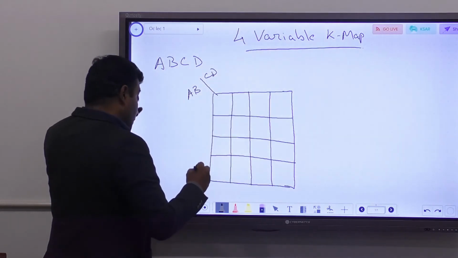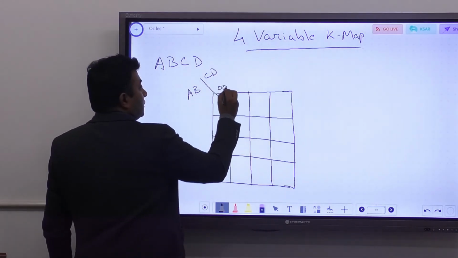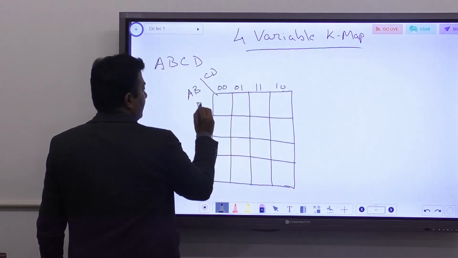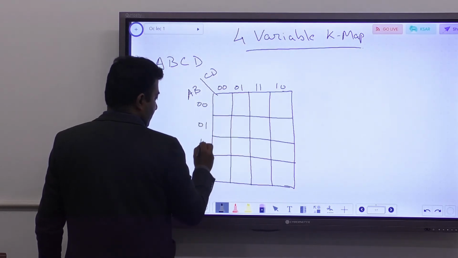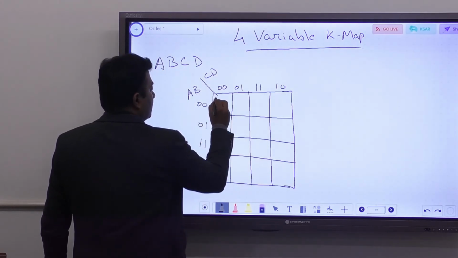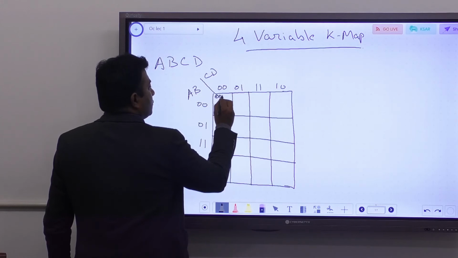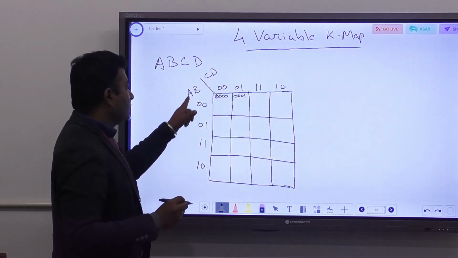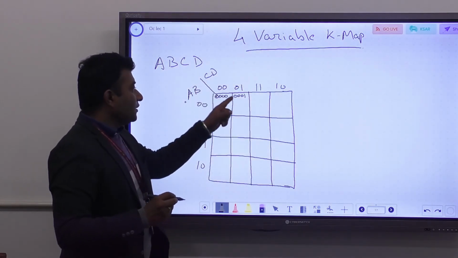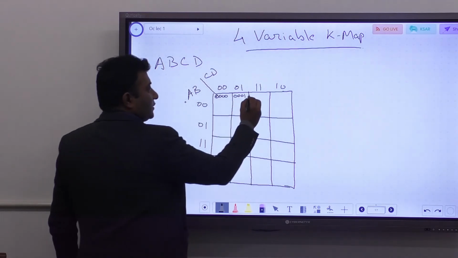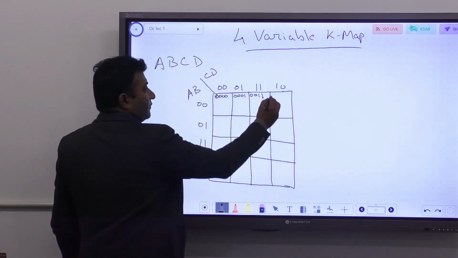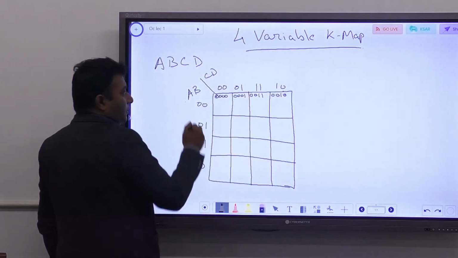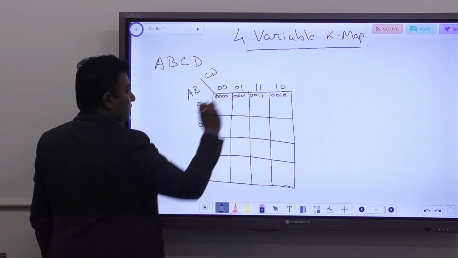Again, this is the most common notation which has been used. The values are 0, 0, 0, 0. Similarly, this one is 0, 0, 0, 1. Why? We are taking the value of A and B first, 0, 0, and C and D after that, 0, 1. Similarly, this would be 0, 0, 1, 1. The value of this particular block would be 0, 0, 1, 0. Okay, A and B first, and then C and D.